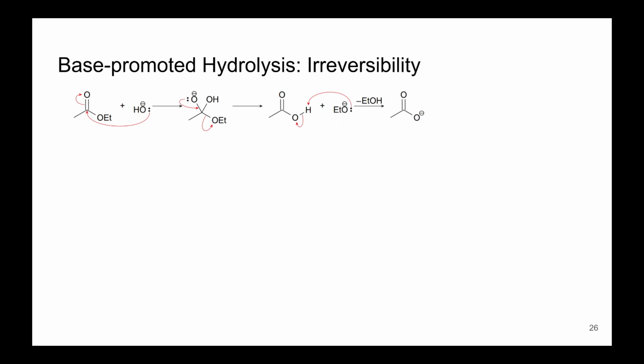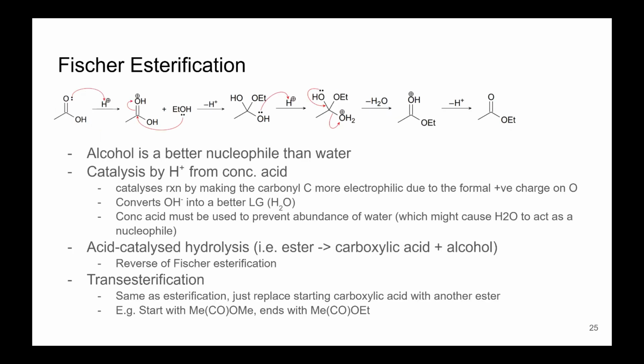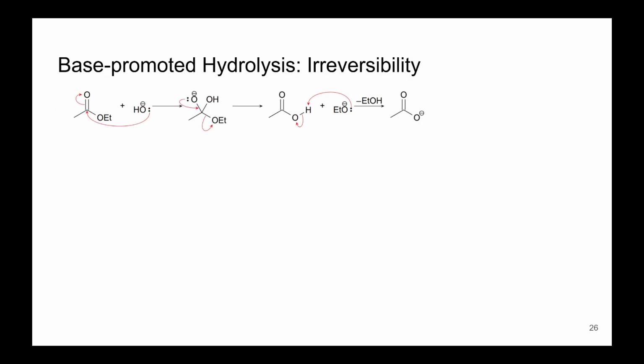Okay, now for base promoted hydrolysis, just now we mentioned that the esterification shown here and acid catalyzed hydrolysis are actually reverse reactions of each other, meaning each of these reactions are reversible. However, for base promoted hydrolysis, this entire process is irreversible. Why is this the case? Well, because first, the base is not a catalyst, it gets consumed overall.